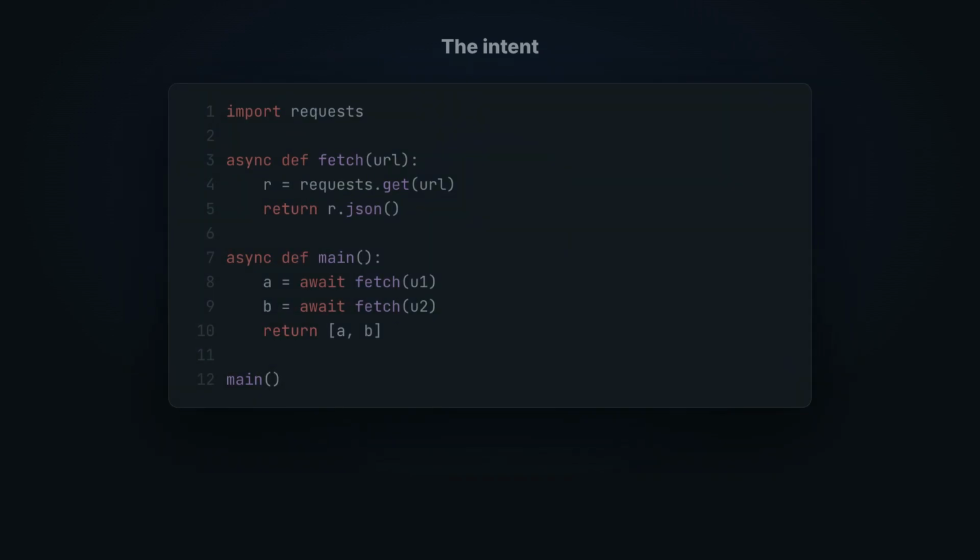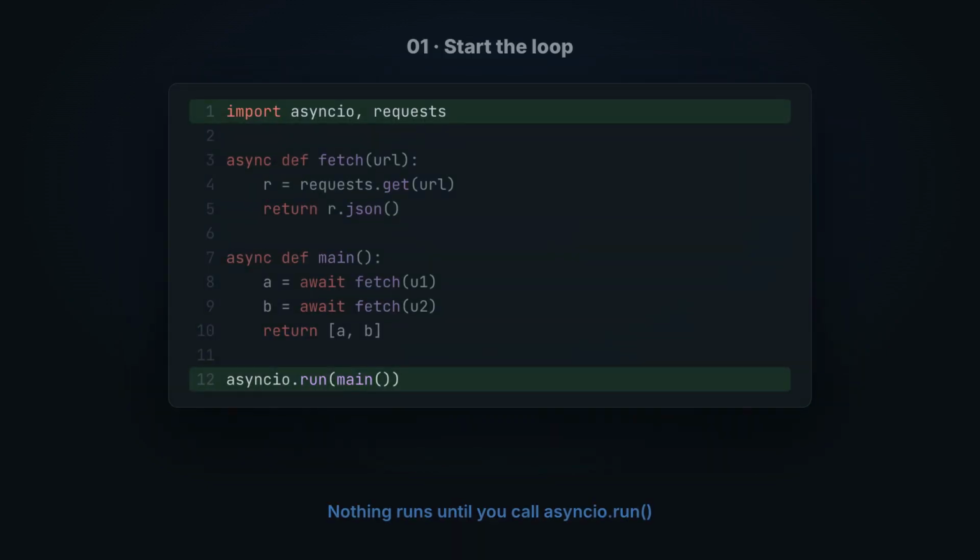The goal is simple. Fetch 2 URLs, return both results. Node muscle memory writes it like this. It will not do what you expect. Watch. Start at the bottom where we call main.